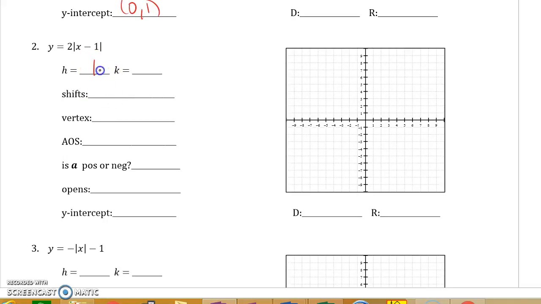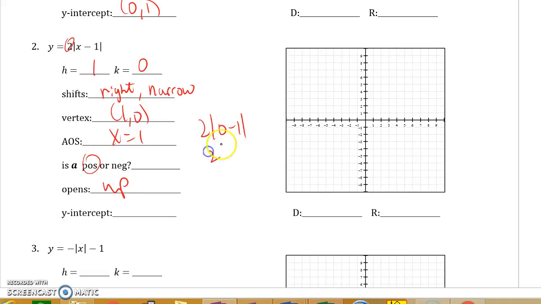So this should be (+1, 0). I would have gone to the right. Because of the 2, this should also be narrow. Vertex (1, 0), axis of symmetry at x equals 1. This is positive, it opens up. When I plug in 0 minus 1, I get -1, but remember that turns positive. So I have (0, 2).